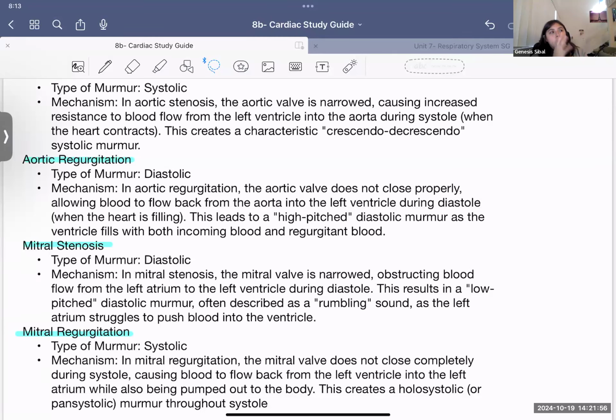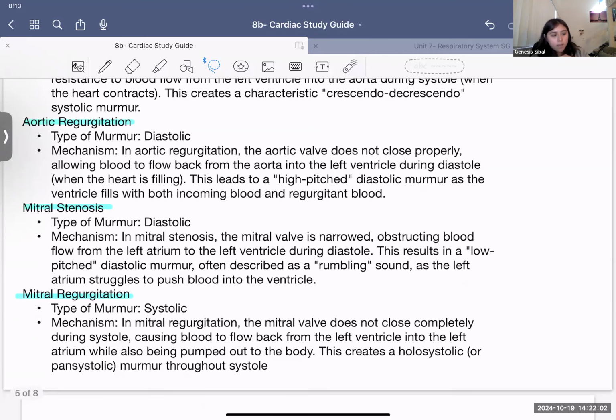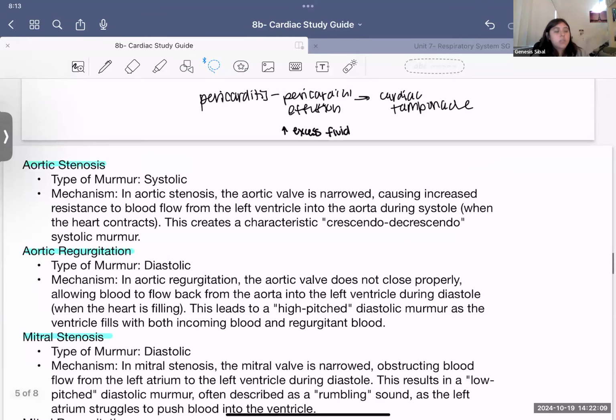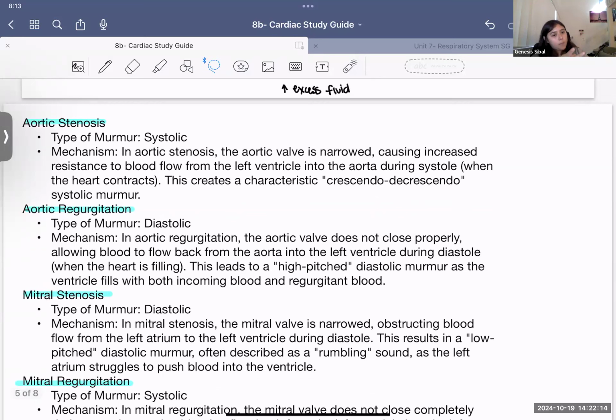Whereas if it's regurgitating, it's going back, but you could still have the systolic murmur because it is still going further, it is still contracting. It's basically the opposite. So if you just remember two, you can remember also the opposite. If you feel like you don't understand that, that's fine. It is very confusing. If you just know aortic stenosis is systolic, aortic regurgitation is diastolic, it's going to be the exact opposite. So mitral stenosis would be diastolic, and then mitral regurgitation would be systolic. So if you have to memorize it that way, do that.